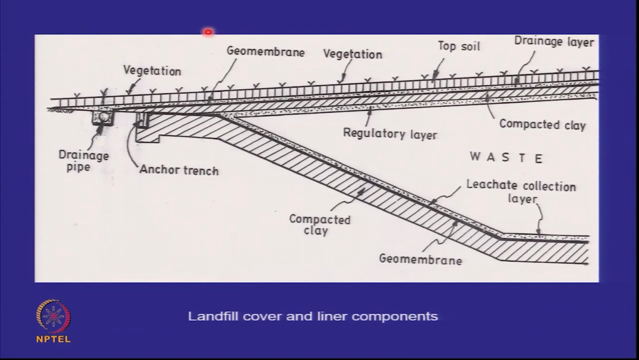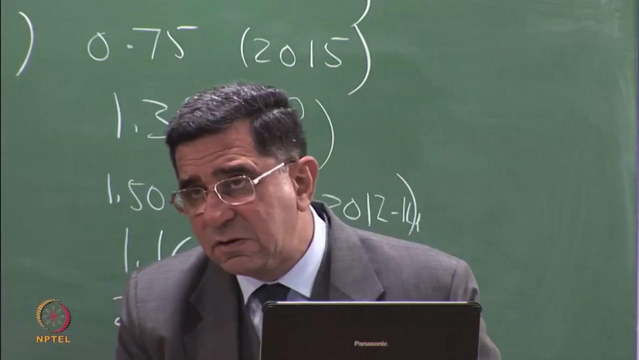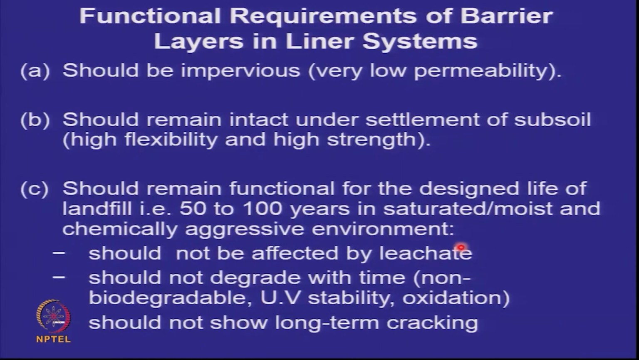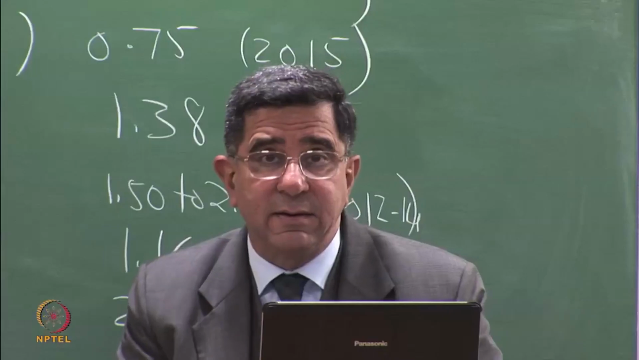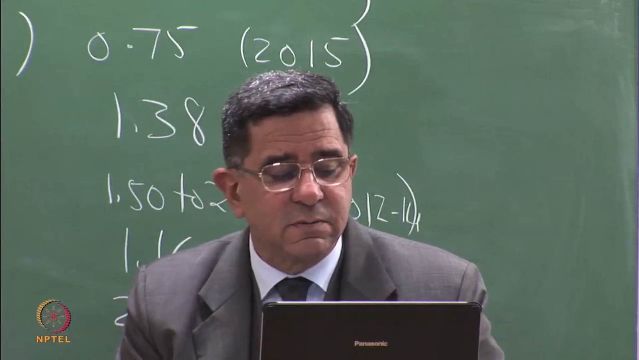And as I've already said earlier, this is just a figure which will keep on coming again and again. The cover is a multi-component, multi-layer device, and the liner is a multi-component, multi-layer device. As we go forward, this will begin to make more and more sense of all these details. So what are the functional requirements of the barrier in the liner system? We have a hydraulic barrier. So the first statement is it should be impervious.